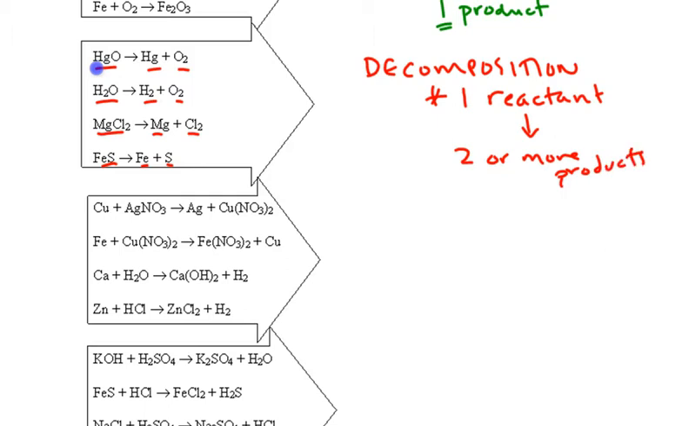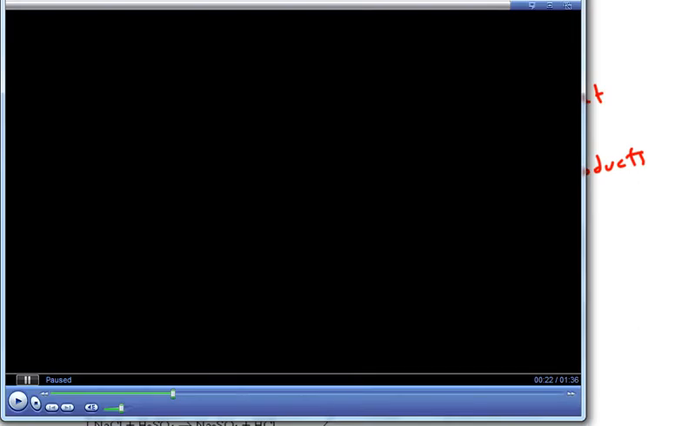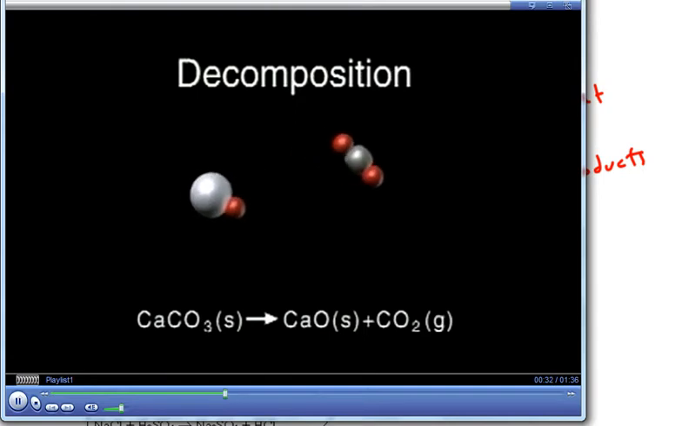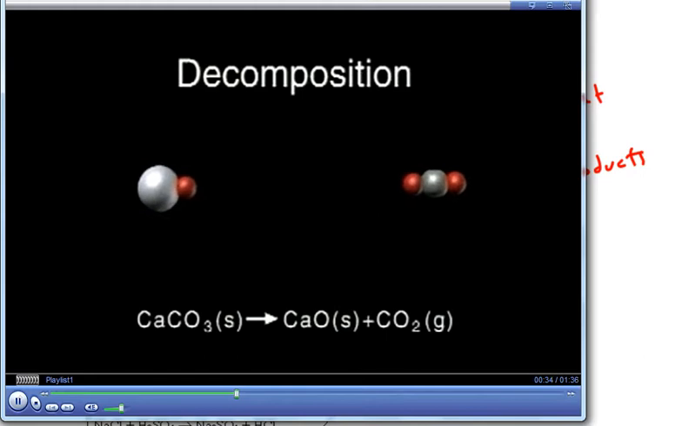But the key is you can have 2, 3, 4 or more products, but the idea is you are starting with one reactant. So let's take a look at this video, which is going to now show us a decomposition reaction. In a decomposition reaction, a compound breaks down into two or more simpler substances. Okay, so there you can see we started with one type of molecule and we are now ending up with two different kinds of molecules.